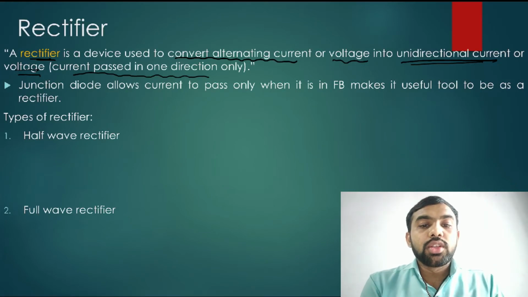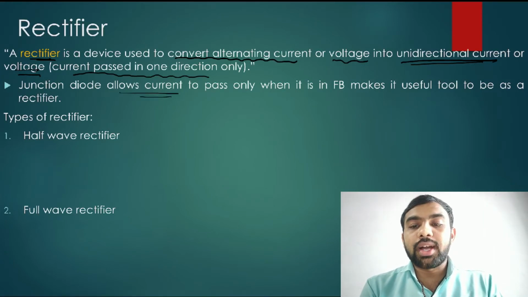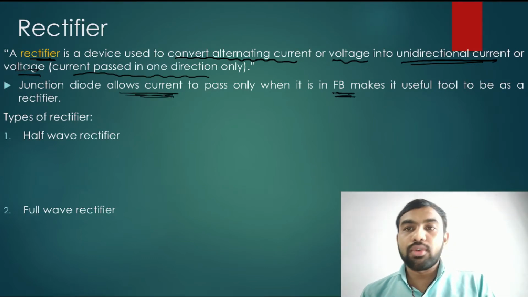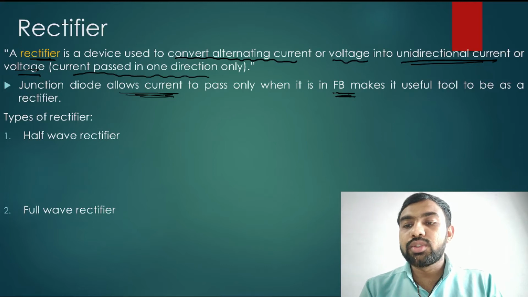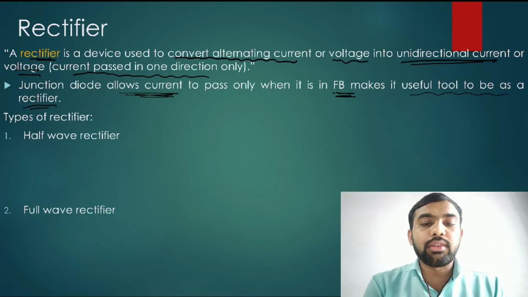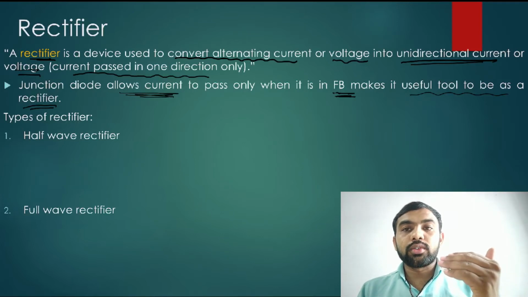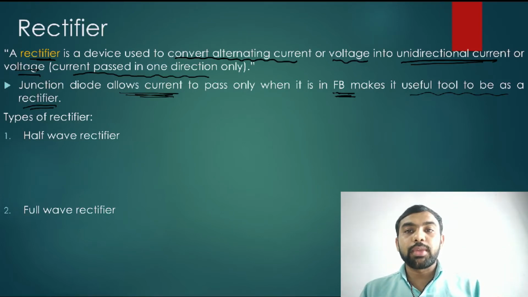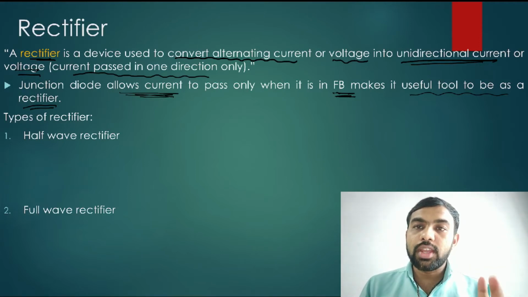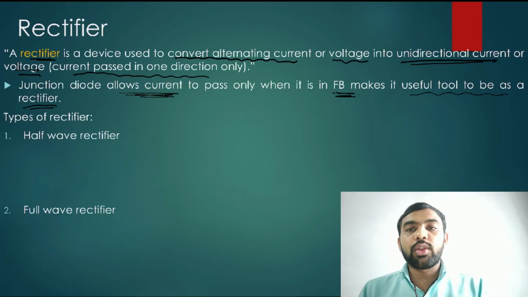A junction diode allows current to pass only when it is in forward bias, and it is a useful tool to be a rectifier. That means the rectifier uses this property of the PN junction diode: in forward bias it allows current, in reverse bias it does not allow current. The rectifier is designed using that property.